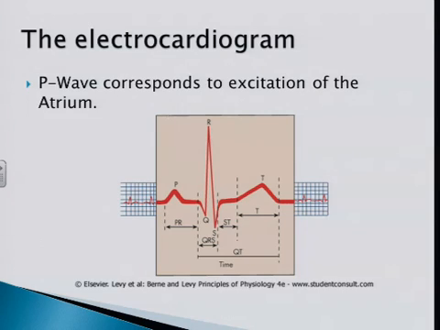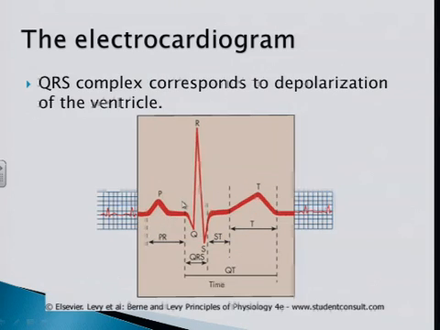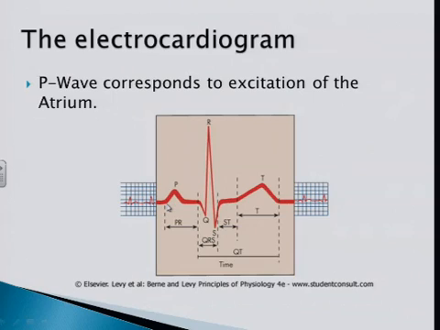So the first thing you need to know, and I've already mentioned it once, but I'll mention it again, is that you have a P wave. This corresponds to excitation of the atrium. So this is the P wave. It's sort of the first in the sequence. You don't see the SA node here firing. Why is that? It fires first.